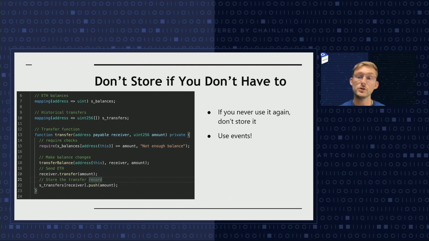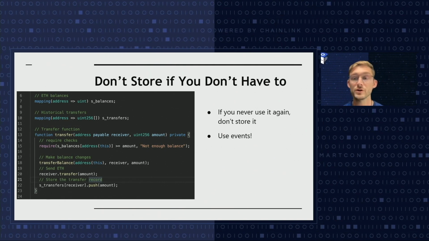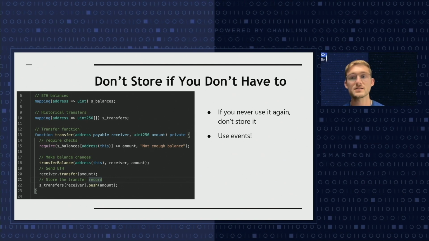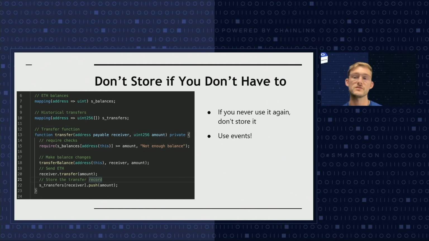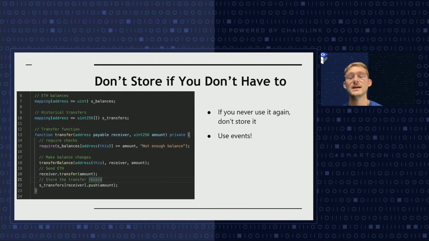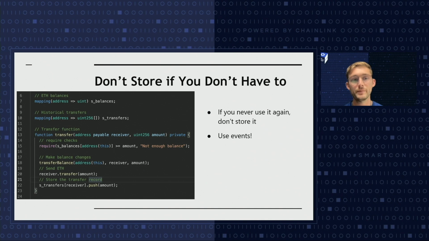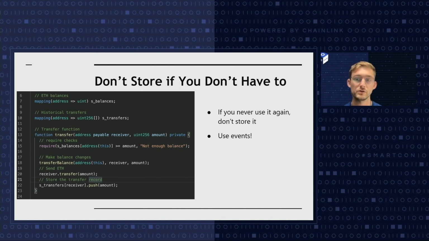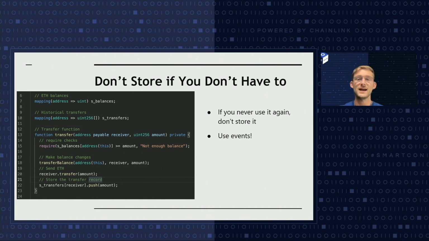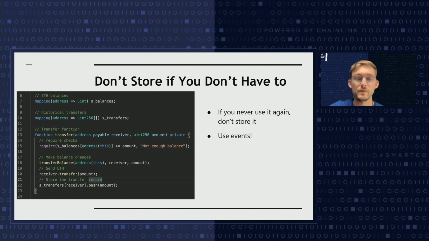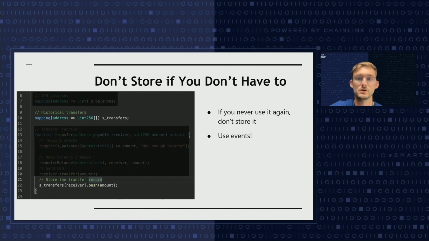Here's a really simple transfer function. And what it does, it performs some checks, it changes the balance values, it makes the transfer, and then it records a record of the transfer in a mapping in storage we've got called s_transfers. And it's this last step that I want to focus on.